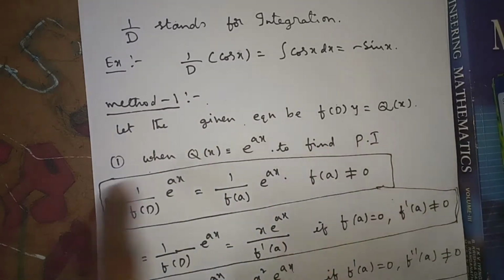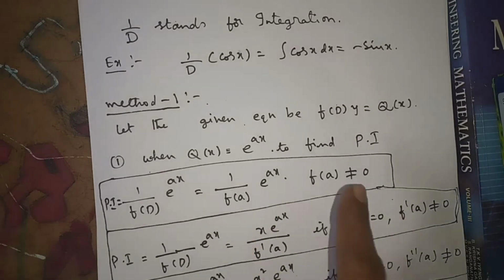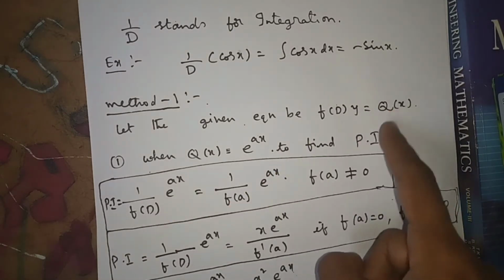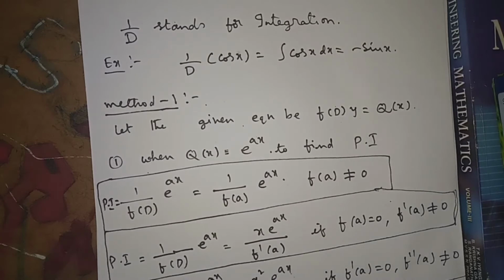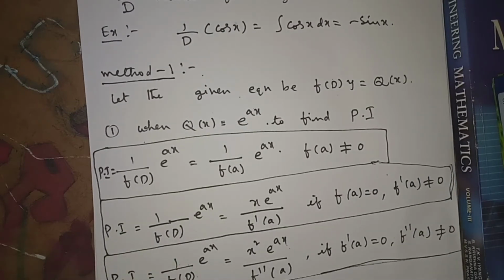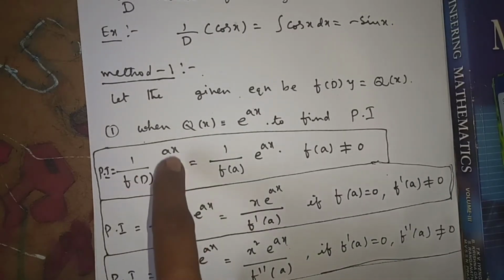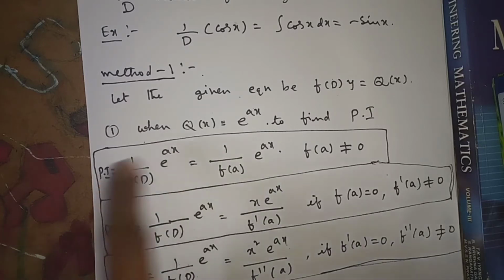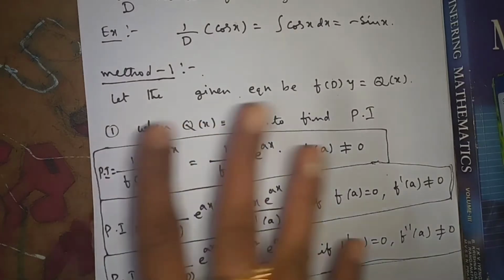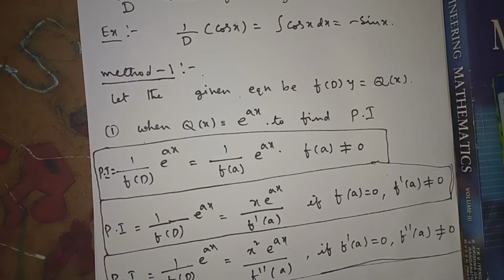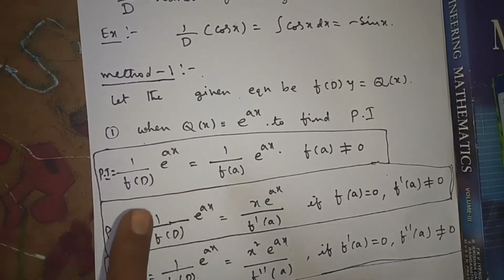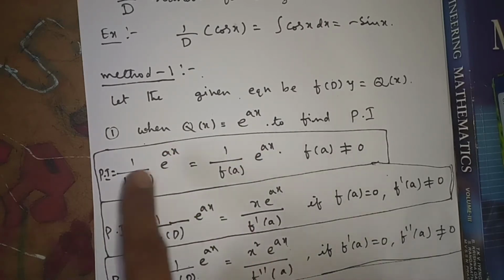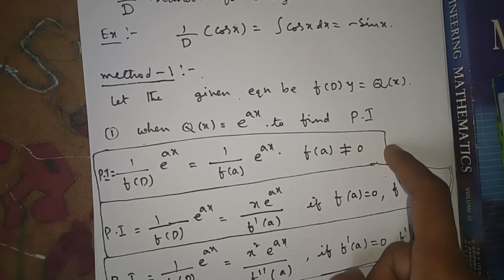To find the particular integral formula, whenever Q of x, means RHS part, is in the form of e to the power of ax, the particular integral is 1 by f of D into e to the power of ax. By substituting, simply, wherever D is there, substitute D is equal to a. You will get the answer if f of a is not equal to 0.